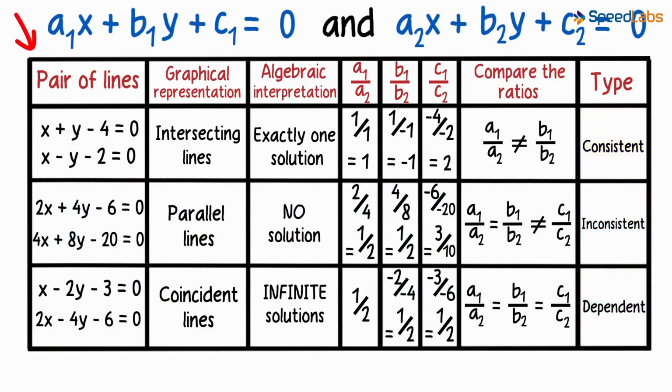So this table summarizes pretty much what you need to know about pairs of linear equations in two variables. When these 2 ratios are not equal, the lines intersect. When these two ratios are equal but not equal to c1 over c2, then the lines are parallel. When these two ratios are equal to c1 over c2, then the lines are coincident. Review this table again and your concepts about graphing pairs of linear equations in two variables will be crystal clear.